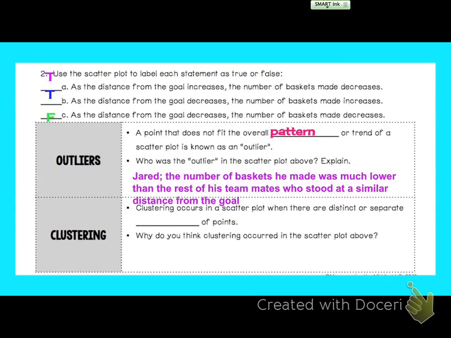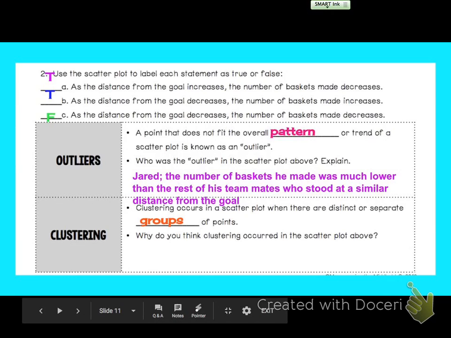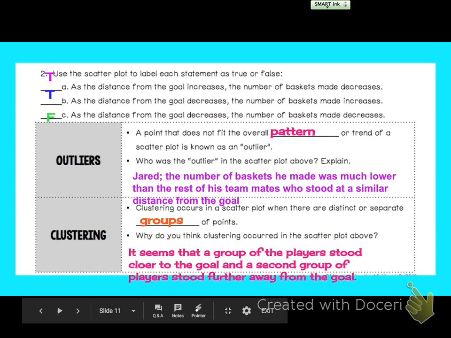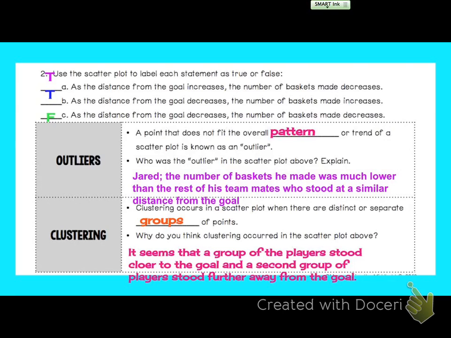And then you have clustering. Clustering occurs in a scatter plot when there are distinct or separate sets of points or groups of points. And we circled those, right? There were definite groups. That's called clustering. So why do you think clustering occurred in the scatter plot above? It occurred because it seems that a group of the players stood closer to the goal, and a group of the players stood further from the goal.